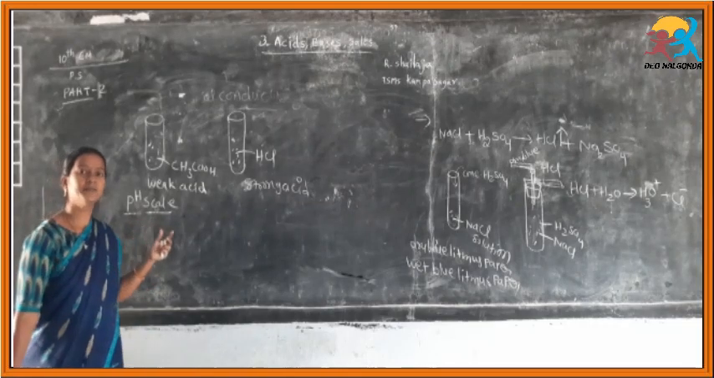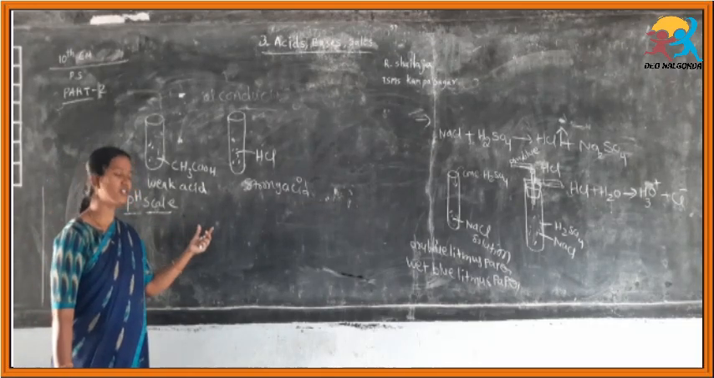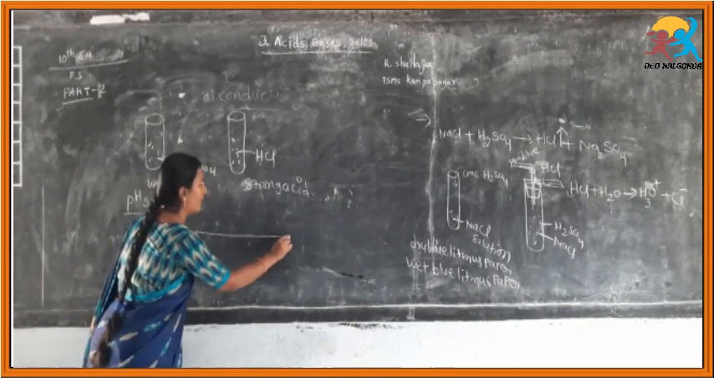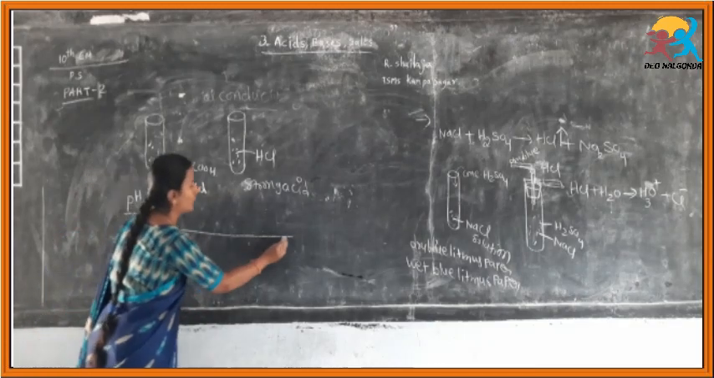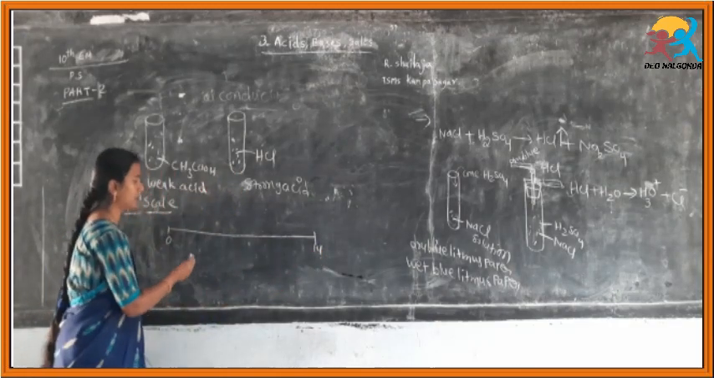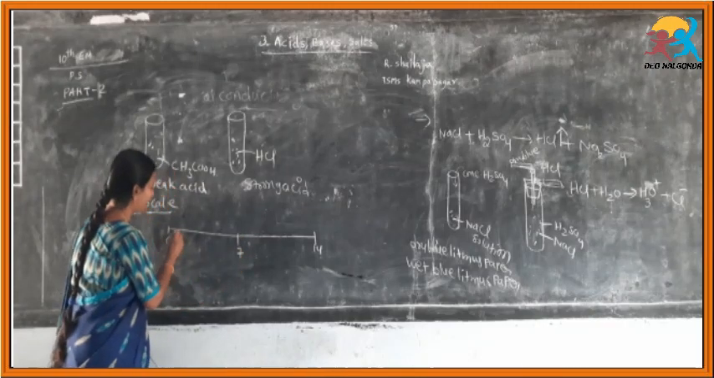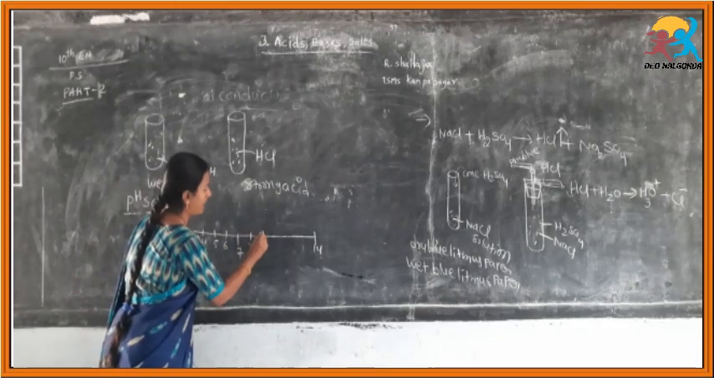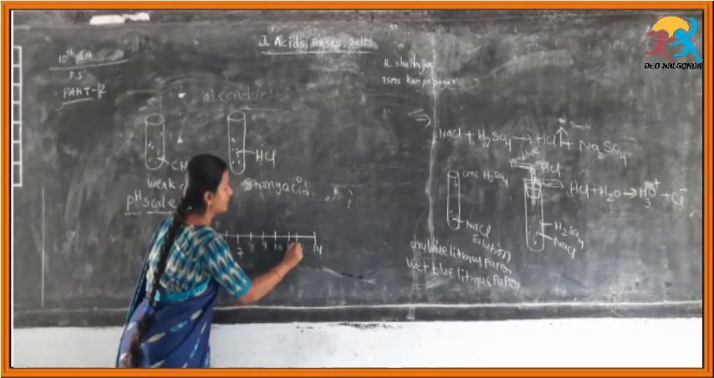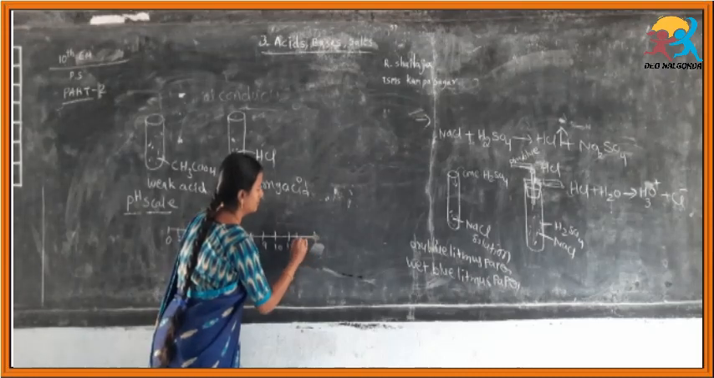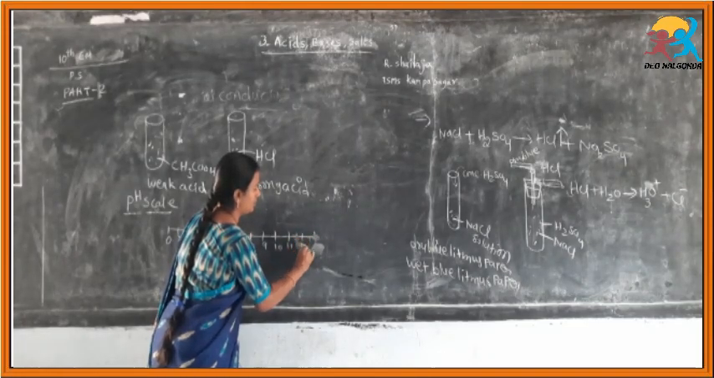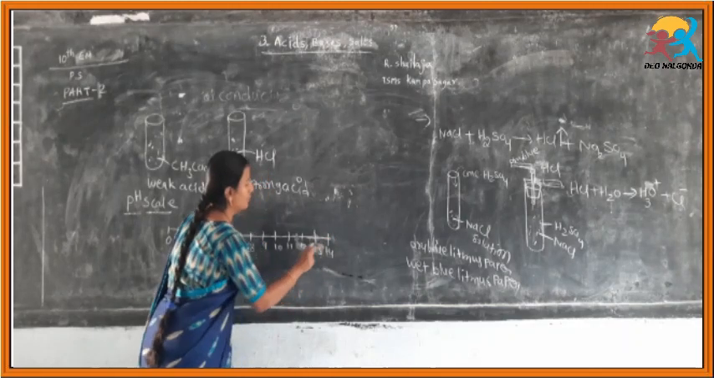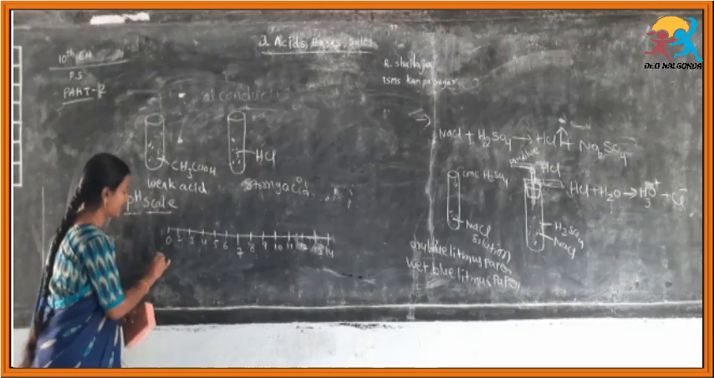The pH scale is for measuring the strength of acids and bases. There is a scale from 0 to 14, with the numbers 1, 2, 3, 4, 5, 6, 7, 8, 9, 10, 11, 12, 13, 14. So it is the pH scale.